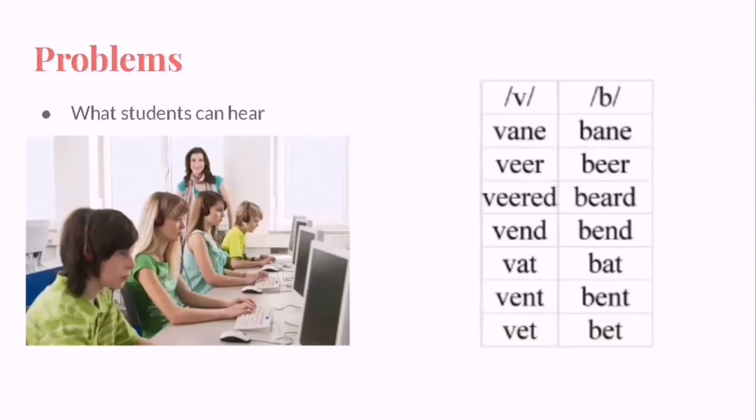Problems. There are three particular problems that occur in pronunciation teaching and learning. What students can hear. Some students have enormous difficulty hearing pronunciation features which we want them to produce. Normally, speakers of different first languages have issues with different sounds. For instance, for Spanish speakers, it is very hard to distinguish between B and V. They will find it almost impossible to produce the two different phonemes.